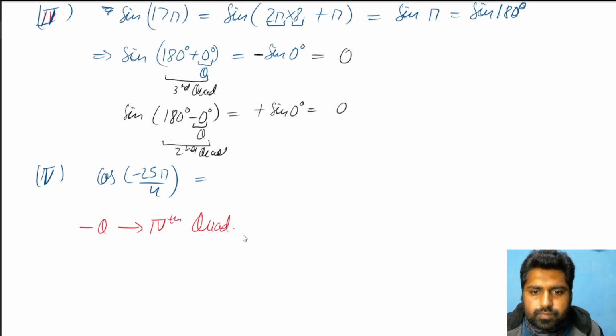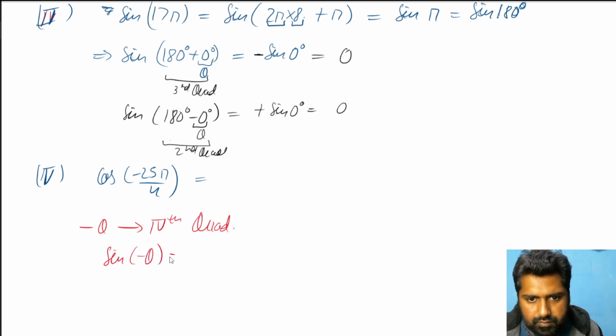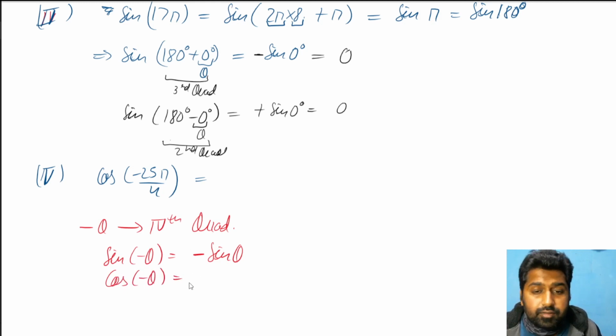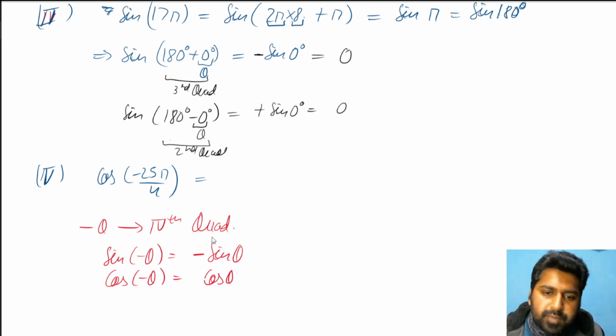Okay, so for simplicity, I'll write the rule. Sine of minus theta is sine theta, but consider fourth quadrant. In fourth quadrant, sine is negative, so put a negative sign here. Effectively, if you have a negative angle in sine, take out the negative. Cos of minus theta, again fourth quadrant, cos theta. In fourth quadrant cos is positive. So calculating cos of a negative angle is pretty much the same as calculating cos of a positive angle.